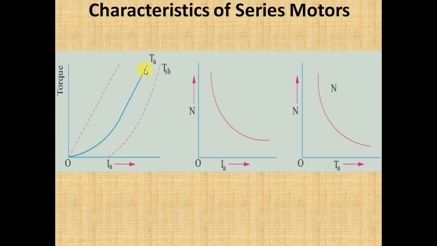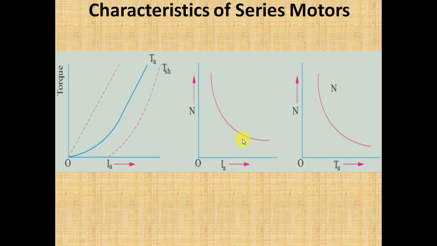That is, the responsible factor for this reduction is magnetic losses and mechanical losses associated with the DC motor. Hope the electrical characteristics of DC series motor is clear for you. Now we are moving to the next characteristics, that is speed versus armature current.